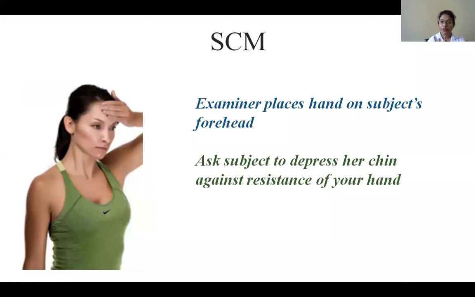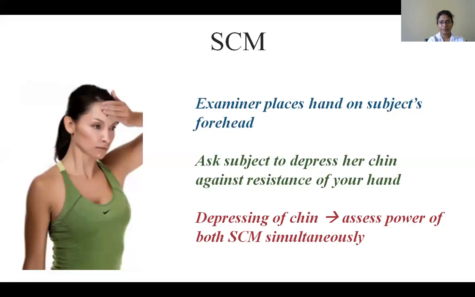So you are trying to touch your chin towards the sternal angle, and the examiner would be applying resistance on your forehead. So when you do this, you are checking for both the sternocleidomastoid simultaneously.